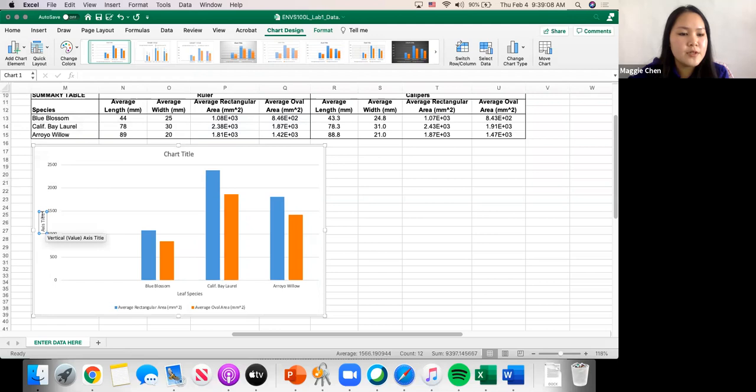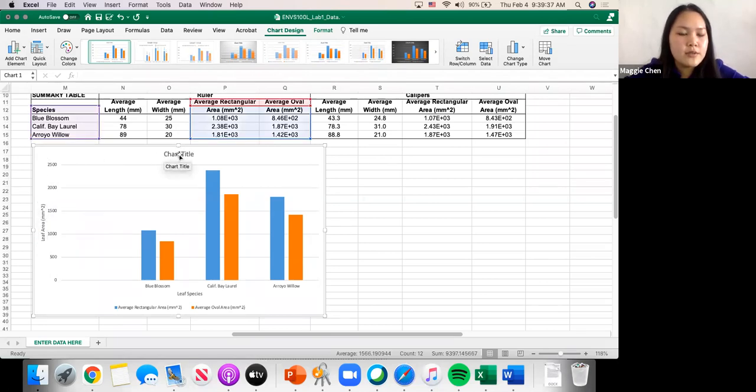And when it pops up on our chart, we can just change it to a different name. So we'll just select and say this is leaf area. And we're going to keep the units that we were using to make sure that it's on the chart somewhere, so whoever's looking at it knows what units we were measuring with. So in millimeters squared, our units are in here.